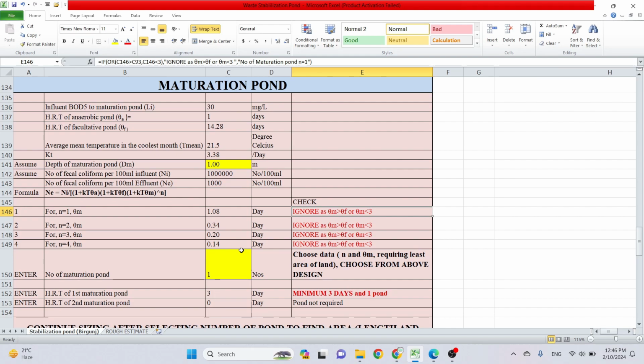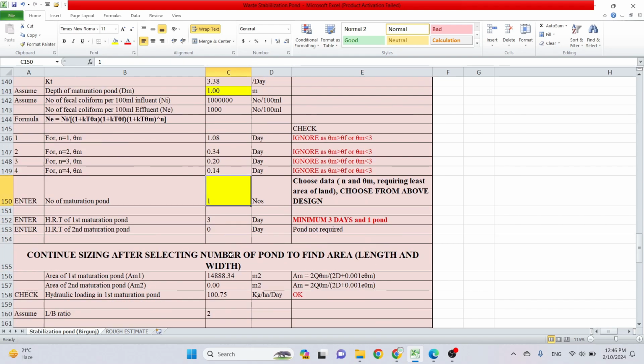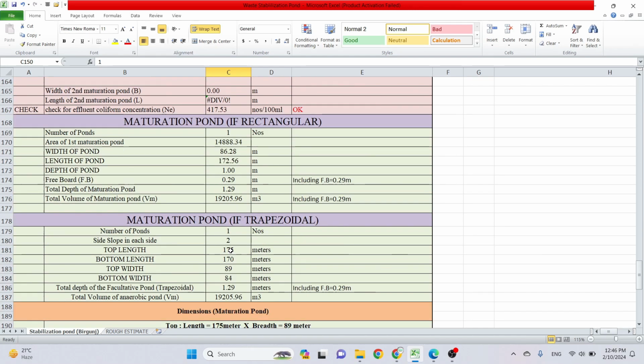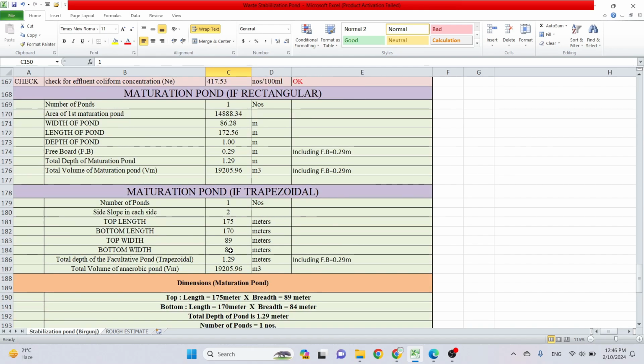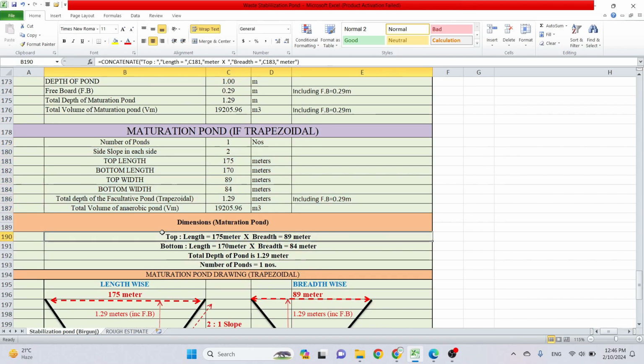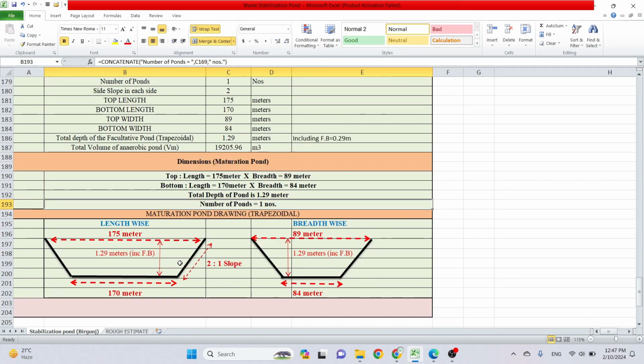So in this you get 1 maturation pond and the section of the maturation pond and the drawing of the rectangular and the dimension of the rectangular maturation pond if it is used, or the trapezoidal maturation pond if it is used, given from this sheet. So the top dimensions, bottom dimensions, depth of pond and number of ponds are given for the trapezoidal section, and the drawing is also calculated.